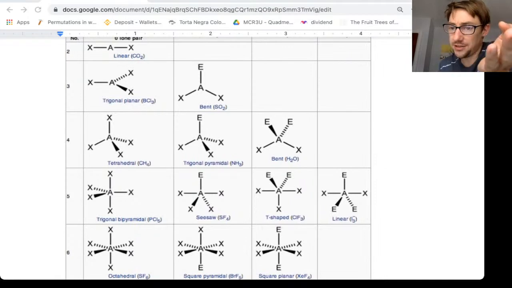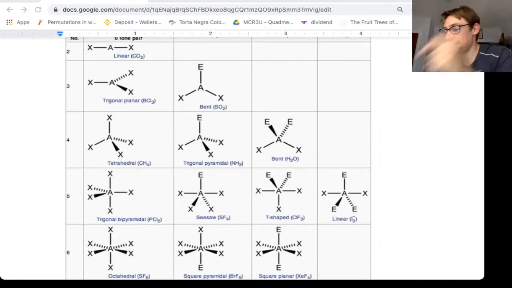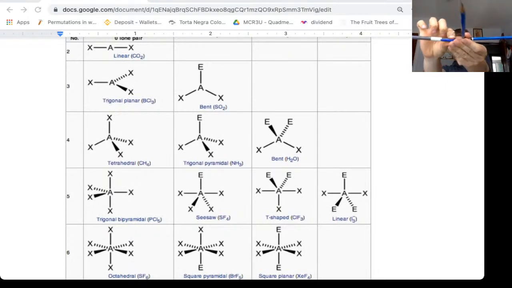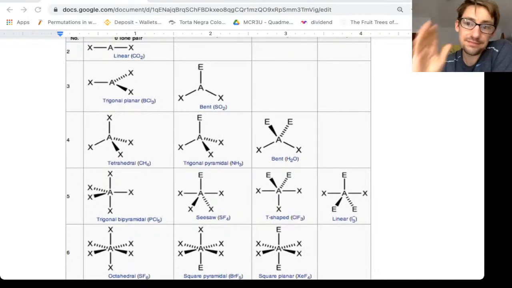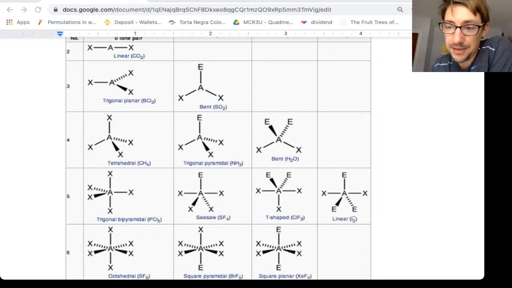Is it square planar? No, it is not. It is T-shaped. Although it is planar, like this T can lay flat, it is not square planar because there was no fourth thing.